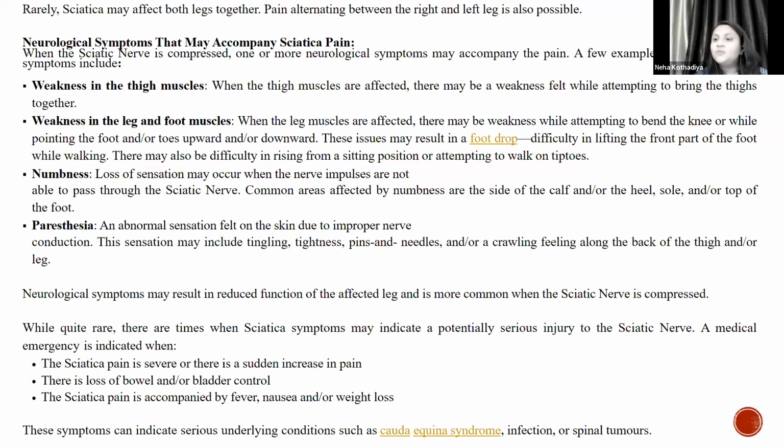Rarely, sciatica may affect both legs. That may also be a possibility. Neurological symptoms may be accompanied with sciatica pain. Which are the neurological complaints? Weakness in the thigh muscles, weakness in the leg and foot muscles, numbness and paresthesia. If these symptoms persist, one should consult the doctor immediately.